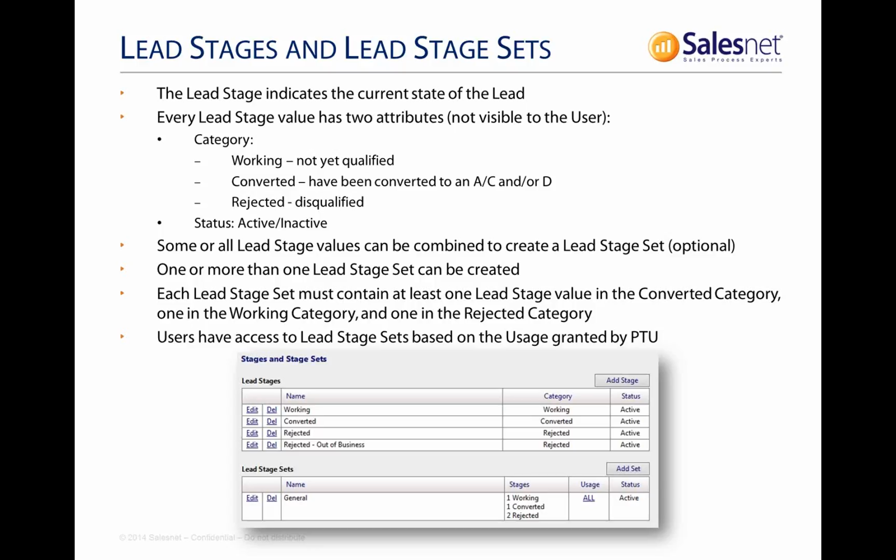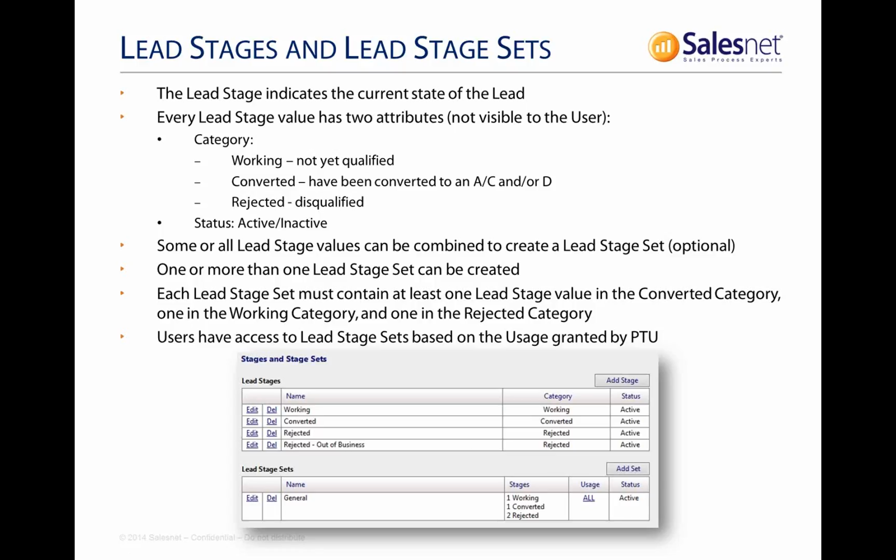So we might have a set of stages for trade shows, and say we'll have a trade show stage set. And maybe the stages there are imported, contacted, rejected, and converted, right? But then maybe we'll have a set of stages for an email list we bought, okay? And maybe that is not responded, responded, a whole different set of stages. So you can set up sets of stages.